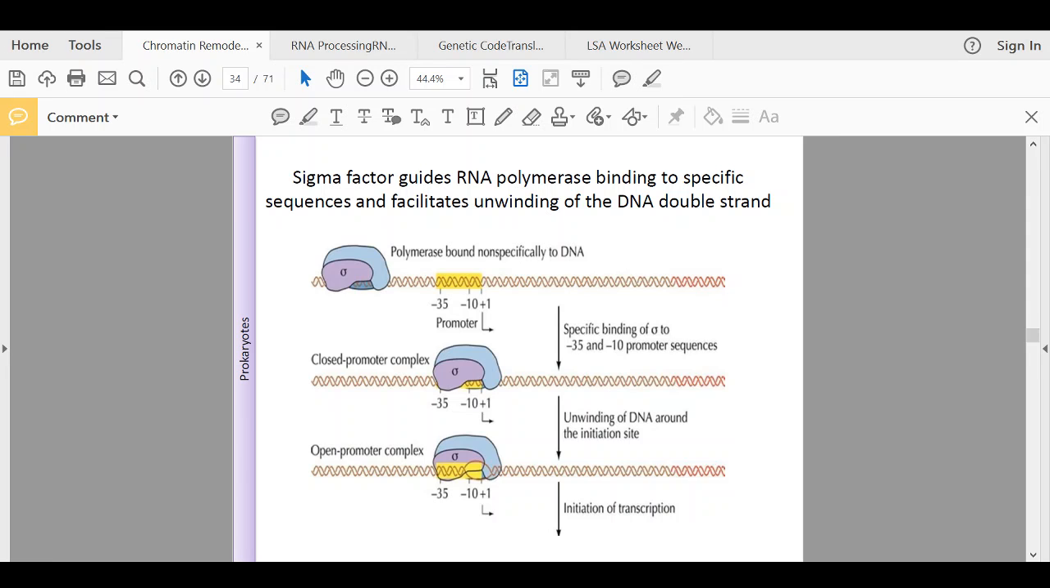And notice that even though the simulation didn't show this, the sigma factor itself will actually cover the entire region from the -10 to the -35. It doesn't bind to just one, it binds to both because it takes up this whole region here.